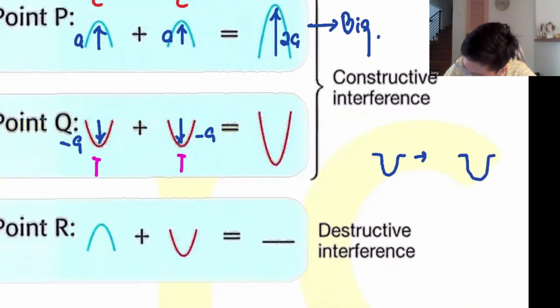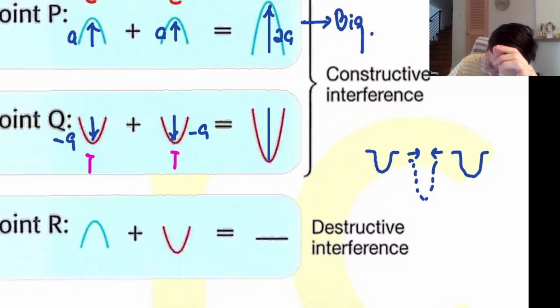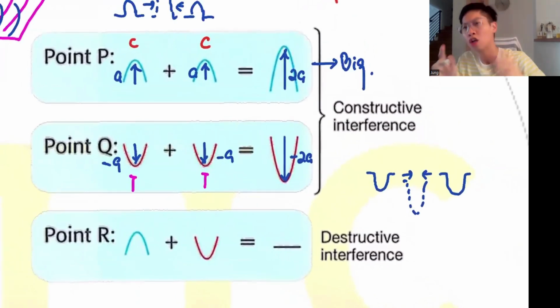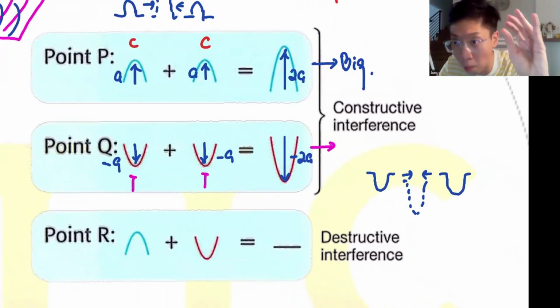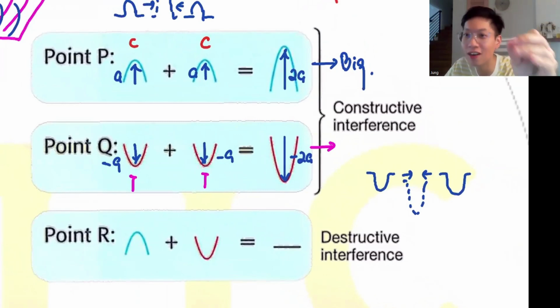I have the bottom part of the wave colliding with the other bottom part of the wave. So they actually form a wave which is slightly deeper. So with negative A, you actually produce a wave of negative 2A. Now, let me ask everybody here: is negative 2A considered a bigger wave or a smaller wave? What do you guys think? It's negative 2. Is that a bigger wave or a smaller wave?